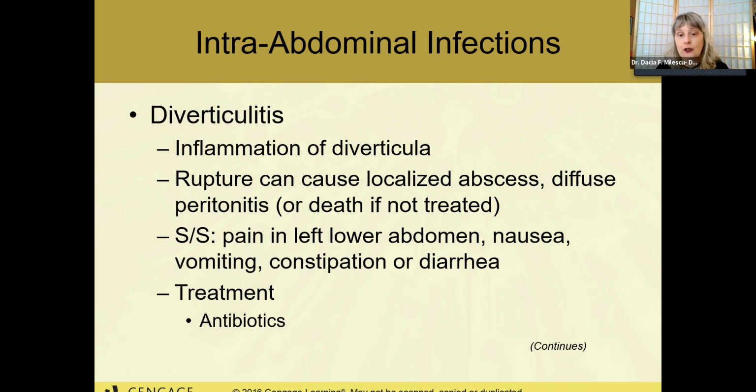Diverticulitis: pain in the left lower abdomen, rebound tenderness, nausea, vomiting, constipation or diarrhea. How do you treat it? Antibiotics. If it's caught early, oral antibiotics is fine. If it's caught late, IV antibiotics needed.